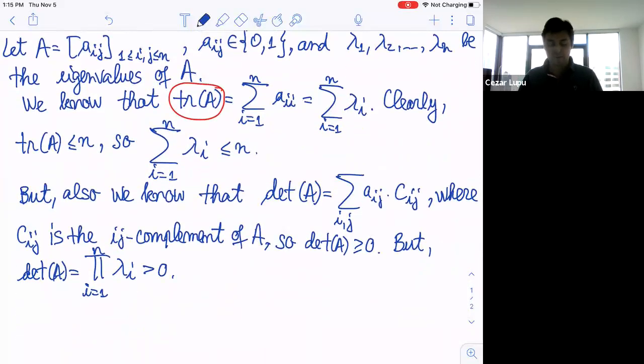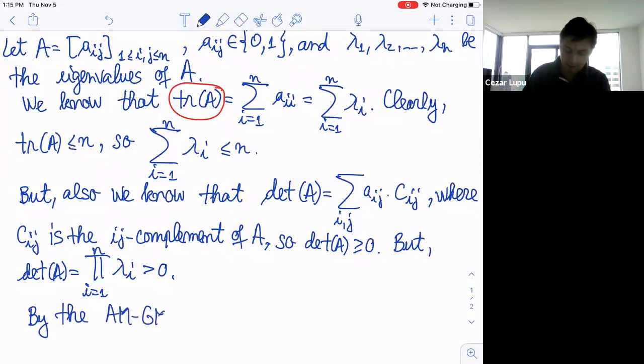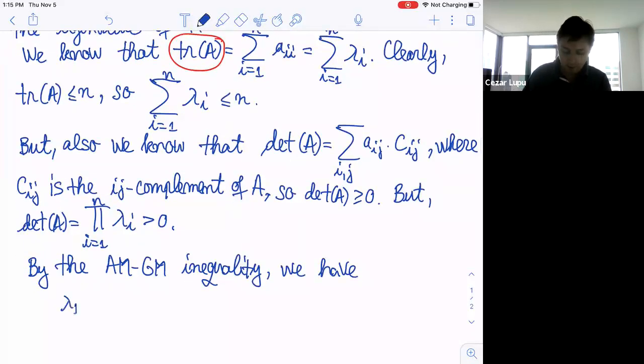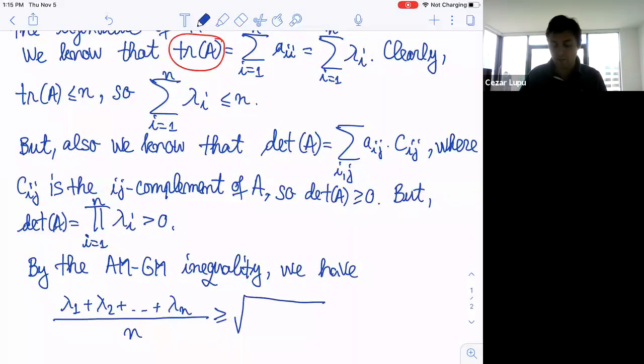But now, by the AM-GM inequality, there's one missing ingredient. By the arithmetic geometric mean inequality, we have that lambda 1 plus lambda 2 plus lambda n, everything over n, is greater or equal than the nth root of lambda 1, lambda 2, lambda n, right?